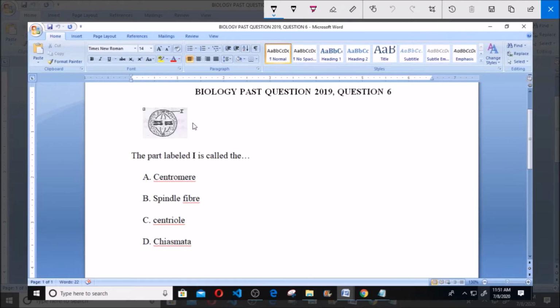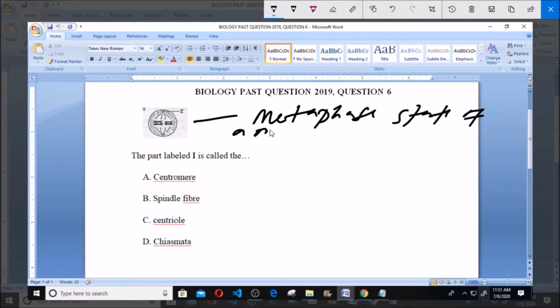that diagram. This particular diagram is a metaphase stage of a mitotic cell division. Now, to solve this question critically, we need to draw the diagram again.